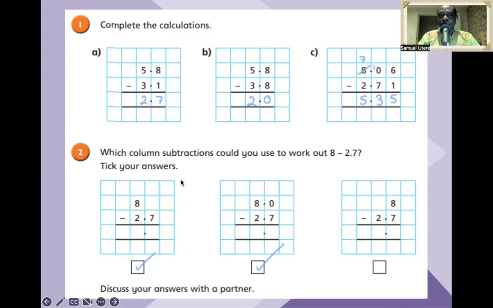And then here you ask, which column subtractions could you use to work this out? Remember, an easy way to do it is to make sure the decimal points line up. So this would work, even though there is no decimal point lining up. Sorry, there is no decimal point here, but you can see that the place values are aligned. So here you have 8 ones, you have 2 ones.